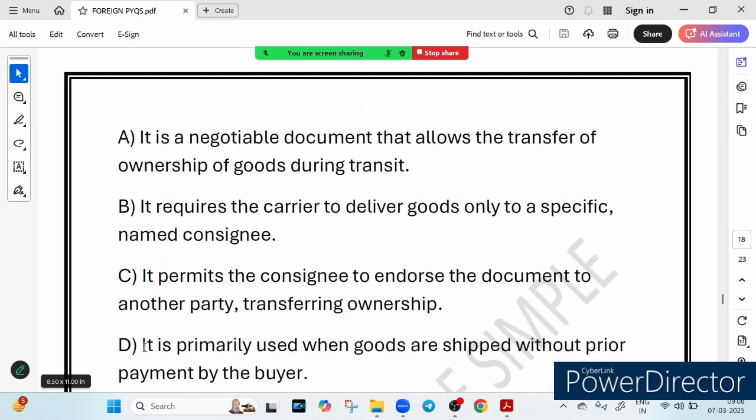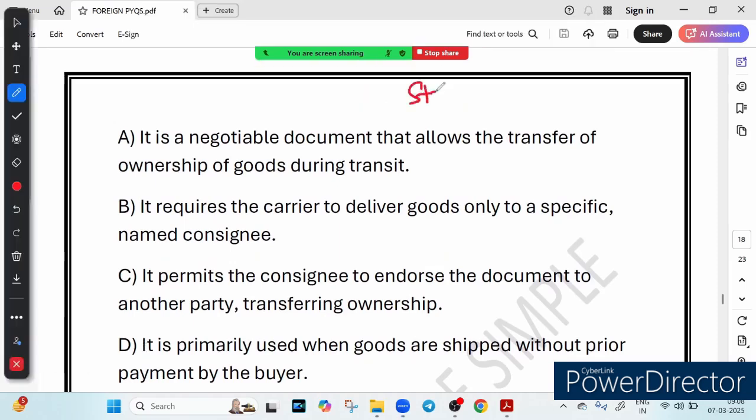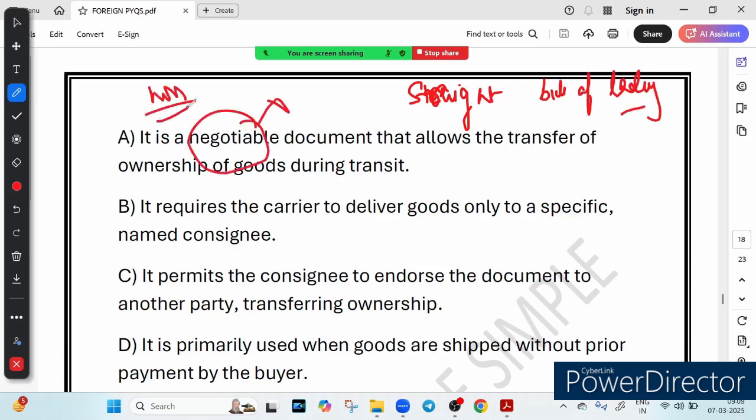So option number A says that it is a negotiable document. So we are talking about a straight bill of lading, right? So this option is incorrect, because a straight bill of lading is a non-negotiable document. It's not negotiable, it is a non-negotiable document. It does not allow the transfer of ownership during transit. You cannot transfer the ownership. Negotiable bills of lading, like those used in letter of credit transactions, serve this purpose, right? So option number A is incorrect, because the straight bill of lading is a non-negotiable document.